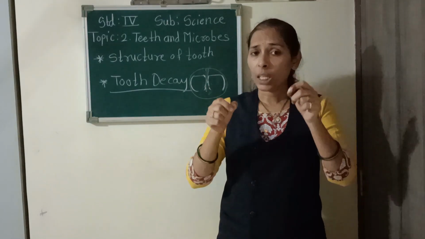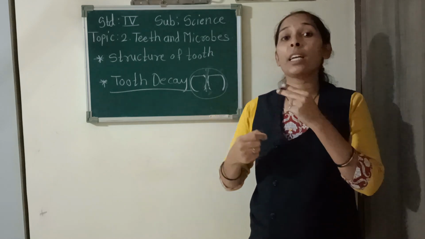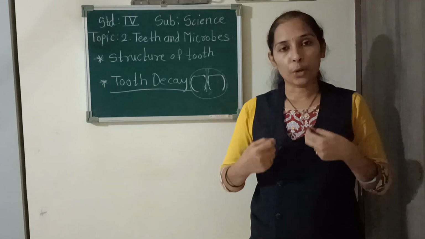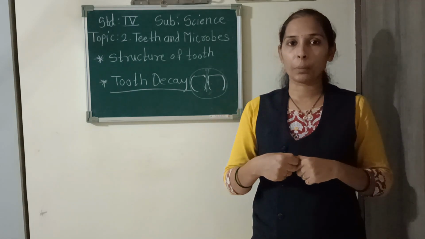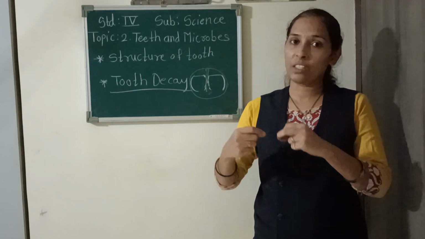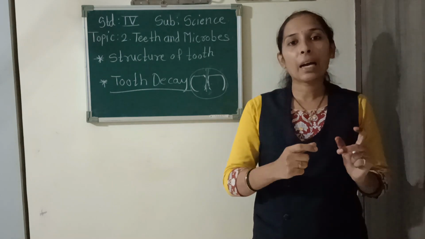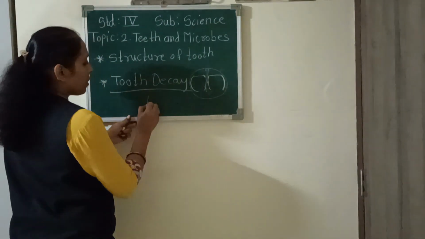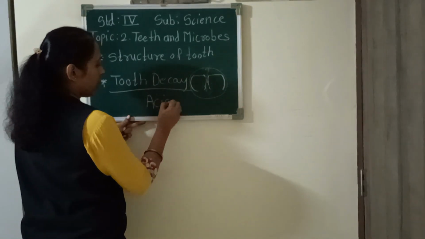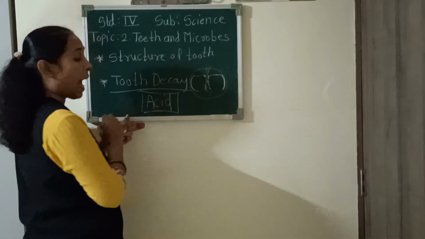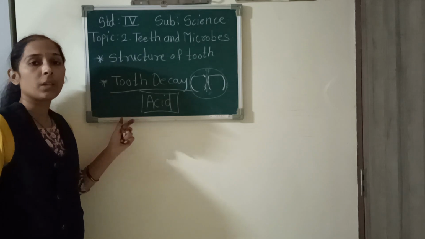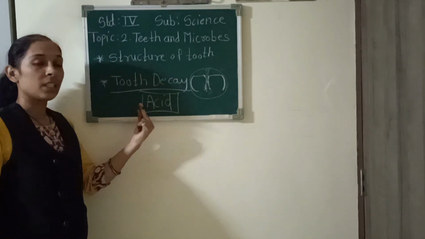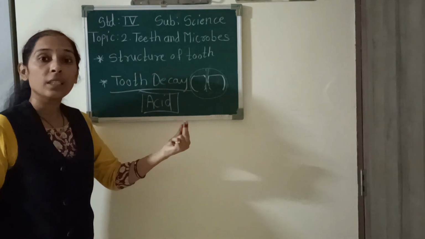Next one. Then this plaque reacts with the sugar. Now where does the sugar come from? Whatever food material we are having contains sugar. So the plaque gets mixed with the sugar, and then it forms acid. Now what is meant by acid? Acids are certain chemical substances.